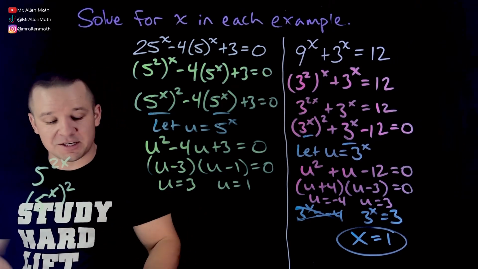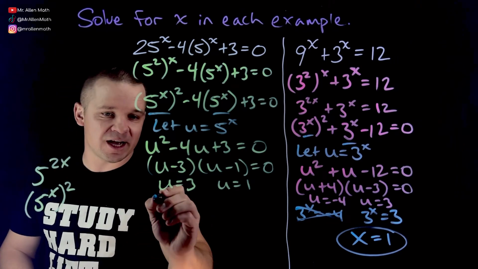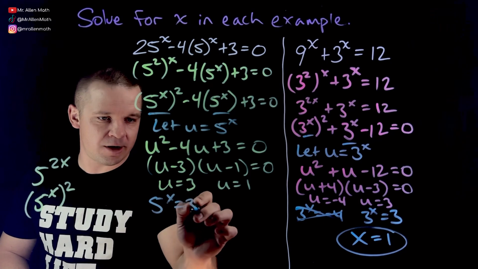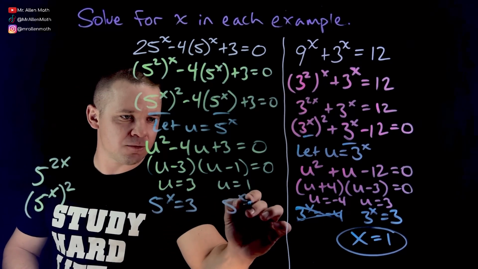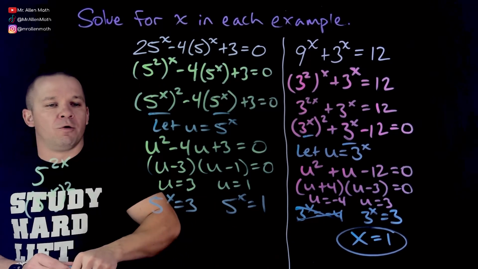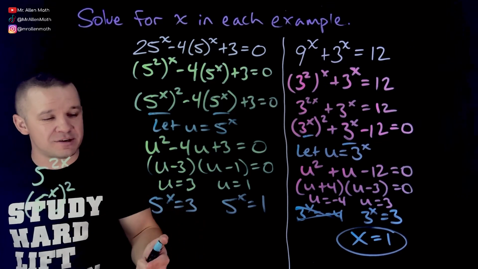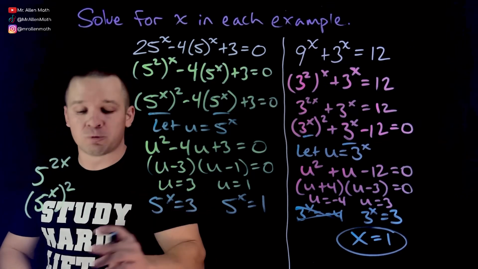5 to the x is equal to 3, right? 5 to the x is equal to 1. 5 to the x equals 3. 5 to the x equals 1. Well, this one here, to solve this, I would need to use logs. So I'm going to loop and swoop this bad boy, okay?